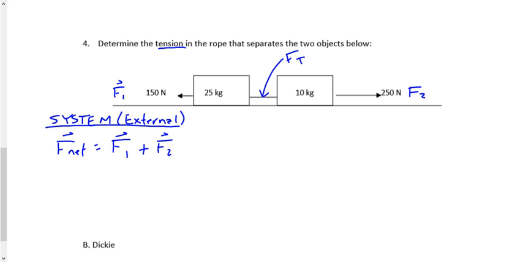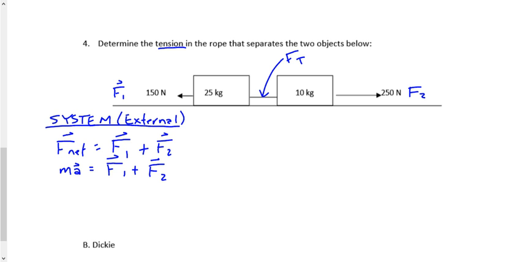Now, you could have a problem where there's 3 or 4 external forces, right? This one there's only 2. It doesn't make it that much harder. You just have another 1 or 2 forces to add or subtract. Now we're going to say M times A is equal to the sum of the forces. We've done this part of it so many times over the last couple of weeks. This should be old hat to you by now.